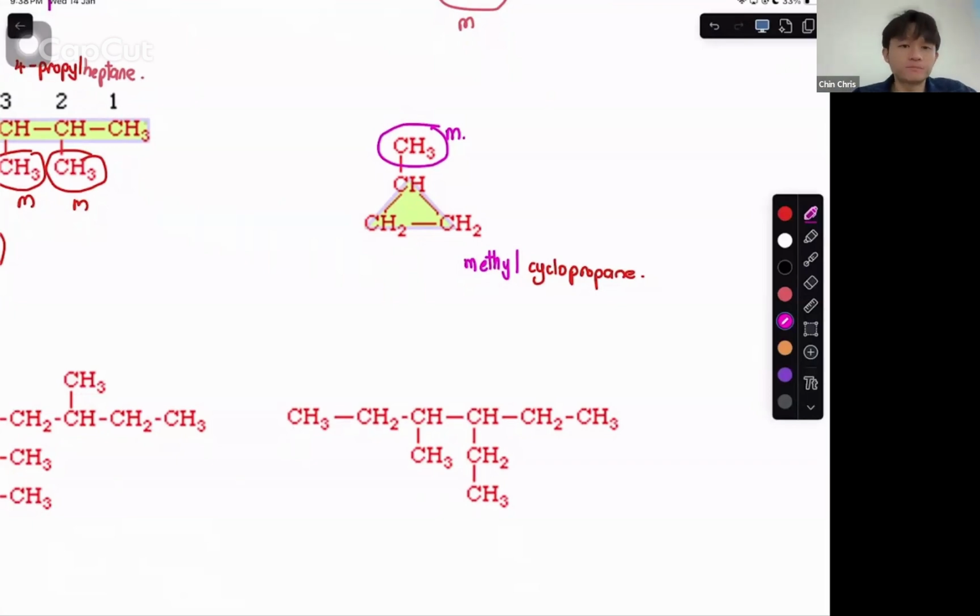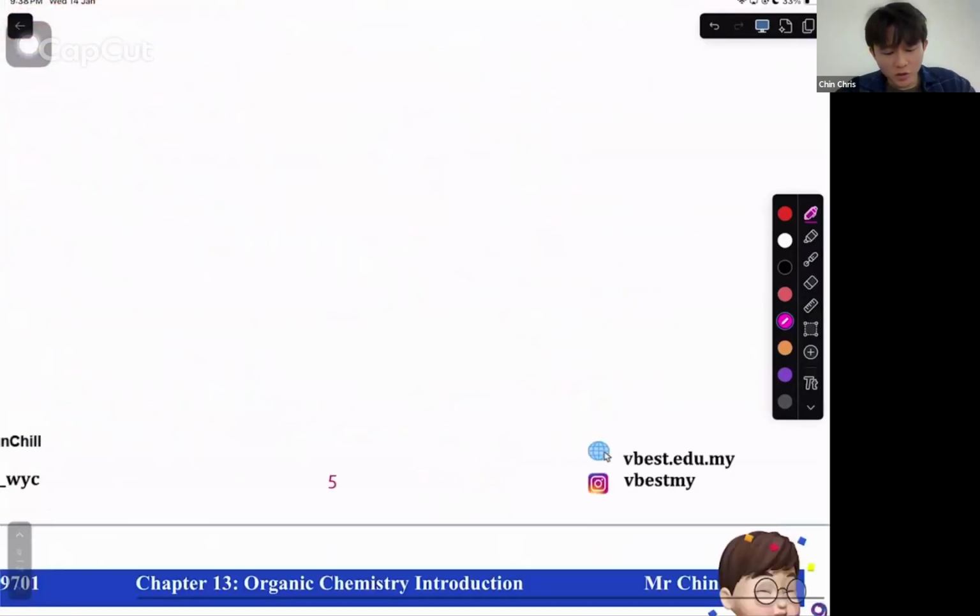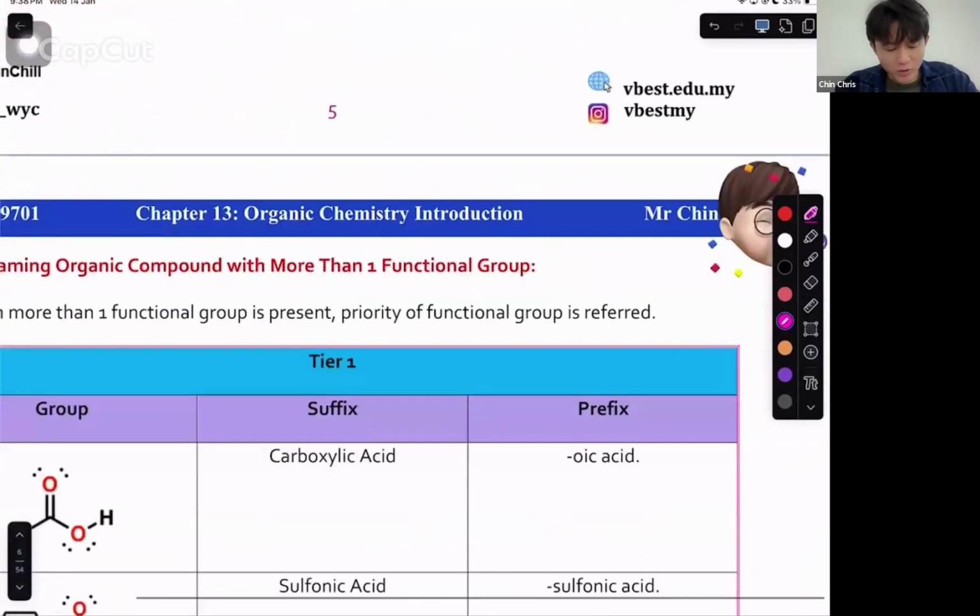Okay, guys, now we are done. No need to say the position, because any position is going to be position one. Don't need to say one methyl because there's no two methyl. You get me? You don't need to mention the position one reason because there's no two methyl. It can only be a one methyl. Correct? So guys, all this we're going to skip.